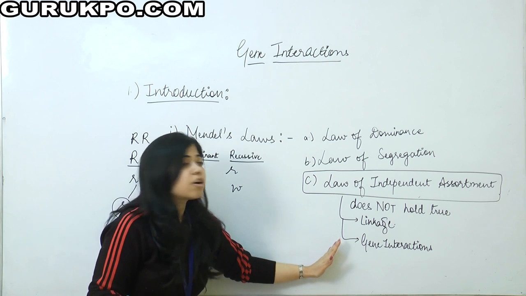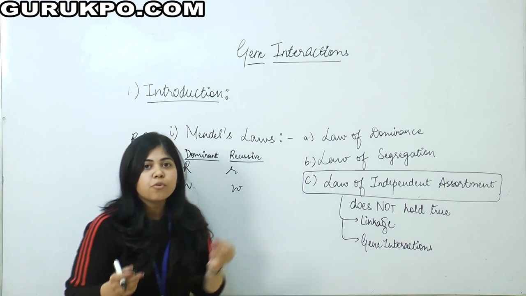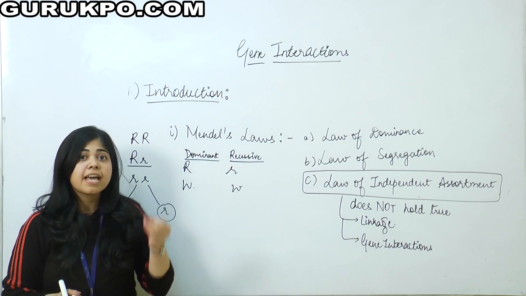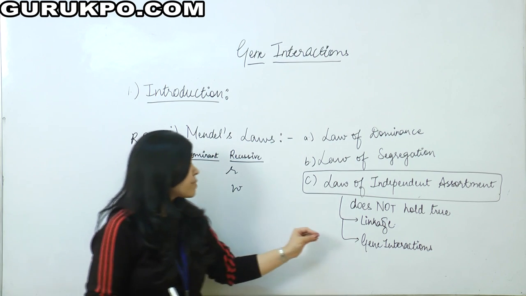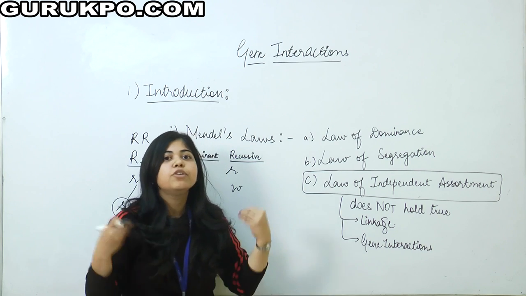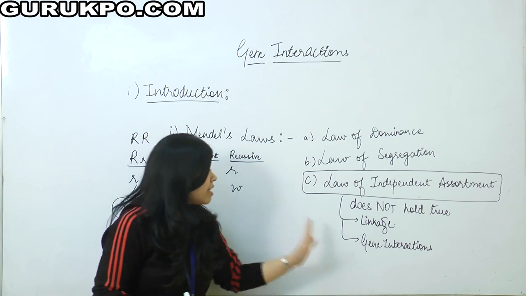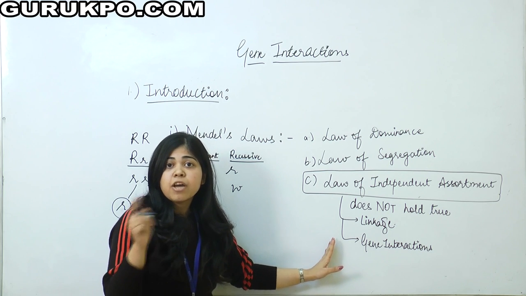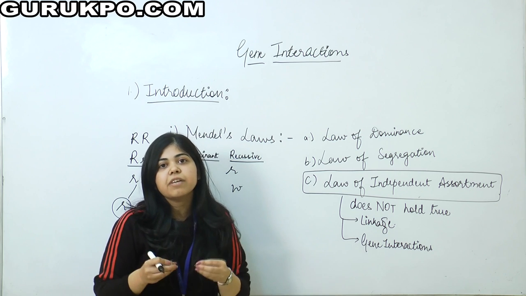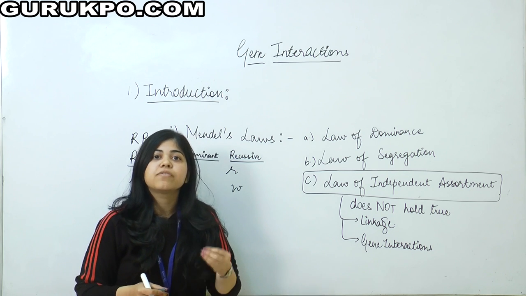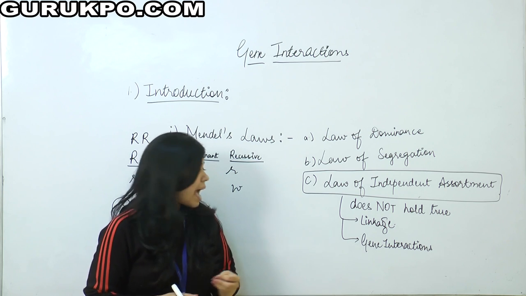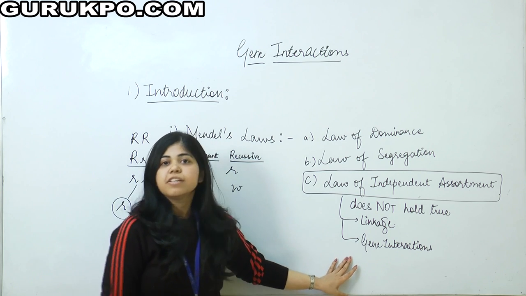Another case is gene interactions. When one character is governed by more than one gene, those genes interact and produce that trait. That means if one character is governed by more than one pair of genes, those genes interact with each other and affect the pattern of expression. This phenomenon is known as gene interaction.